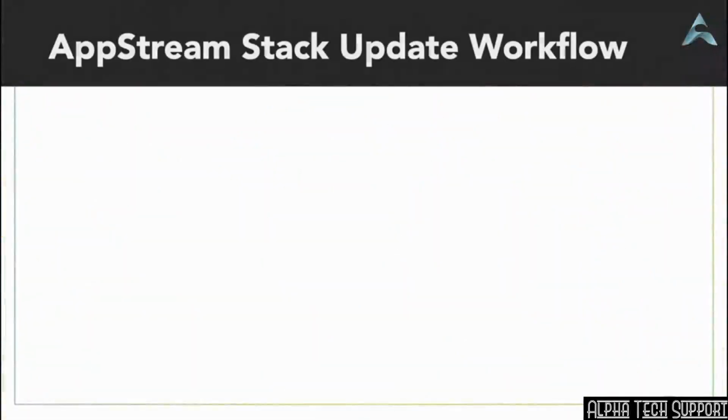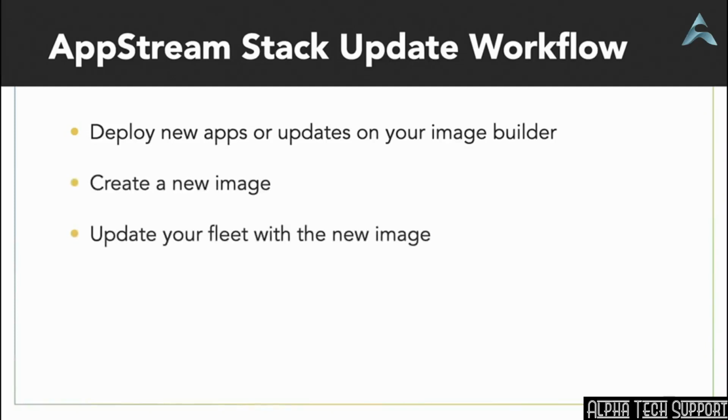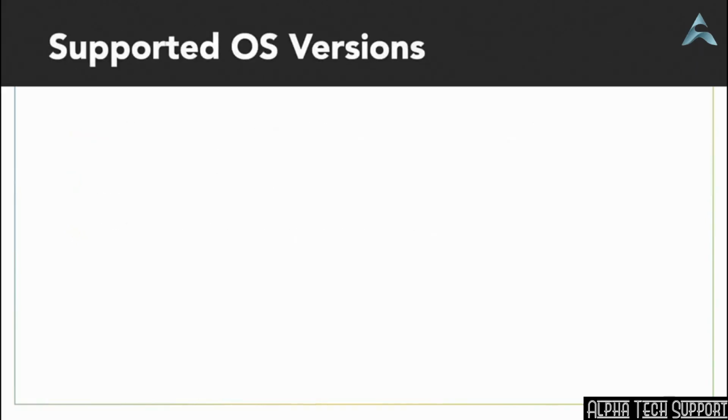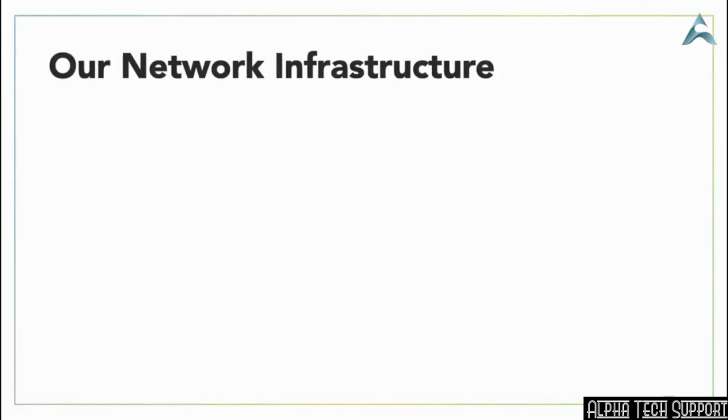This means that going forward, if you need to upgrade software, install new applications, or remove them, it's just as simple as running an image builder, making your desired changes, creating a new image, and updating your AppStream fleet with this new image. It's important to note here that AppStream image builders are based on Windows Server 2012, 2016, or 2019. This is fine most of the time, but you may run into applications that simply aren't compatible with this version of Microsoft Windows. Alright, it's time to start building.